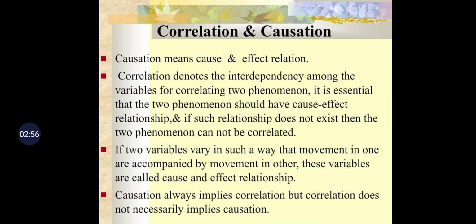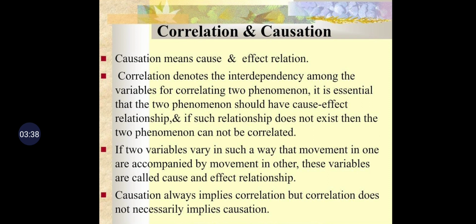Correlation and causation. Causation means cause and effect relationship. The correlation denotes the interdependence among these variables, or correlating two phenomena. It is essential that these two phenomena should have a cause and effect relationship, and if such a relationship does not exist, then these two phenomena cannot be correlated.